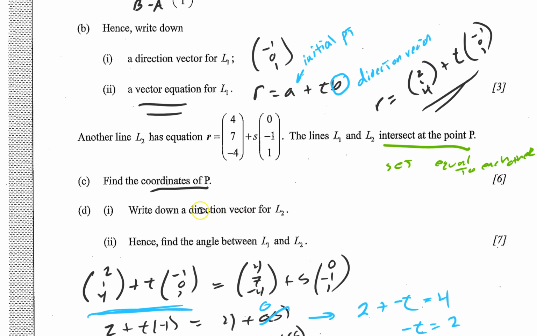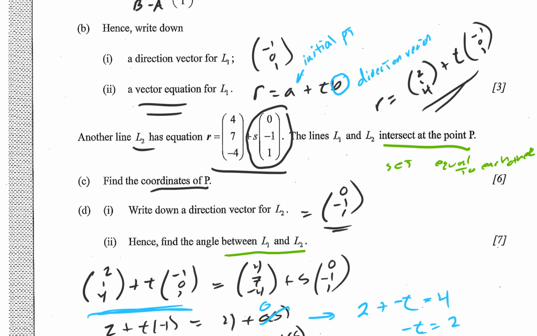So now let's go back to part D. Write down the direction vector of L2. They're just trying to give you points here. Here's L2. The direction vector is this guy, right? Just like what we did with ours. So the direction vector of L2 is just 0, -1, and 1. That's it. That's the direction vector of L2. 3 points.